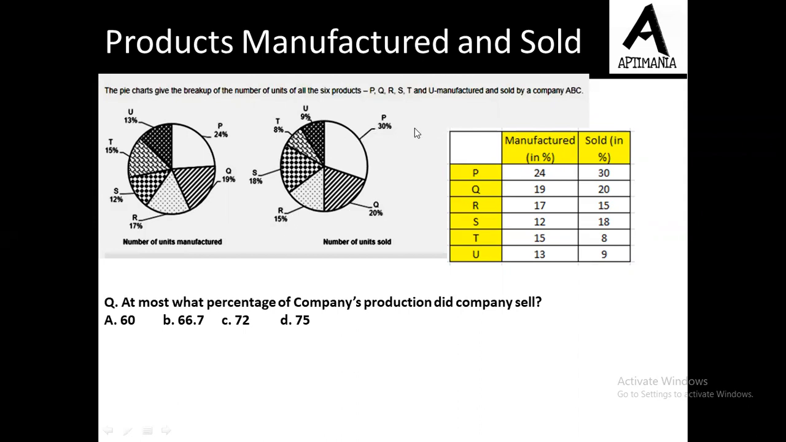So what I have done is मैंने इस pie chart का एक table बना लिया है. There is no such difference in solving the question using pie chart or by using table. Just to have a better visualization, मैंने ये table बना लिया है.